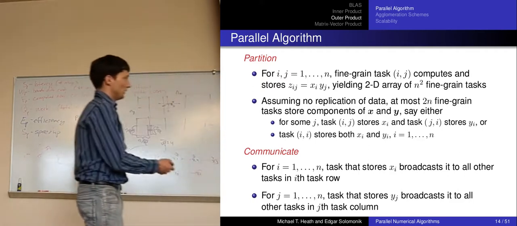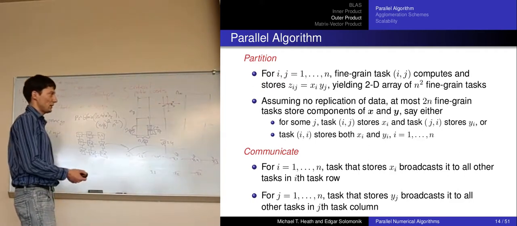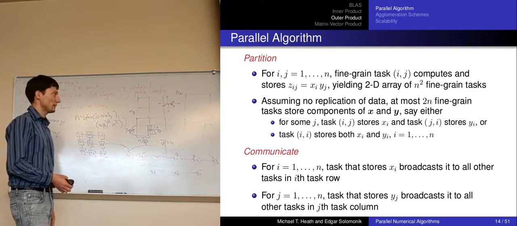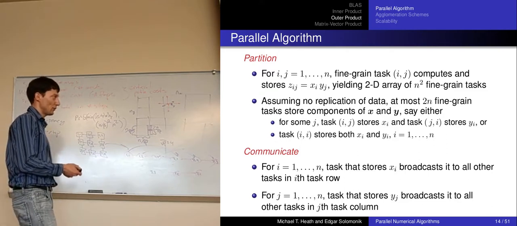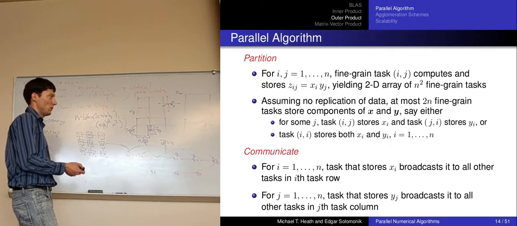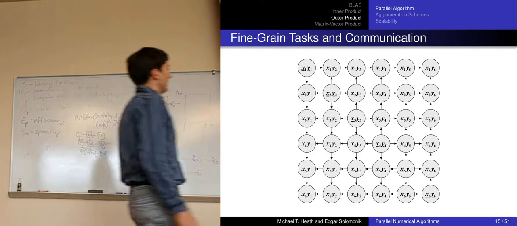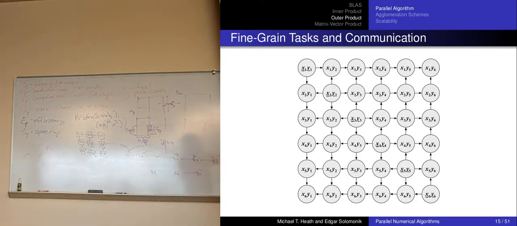Then the communication is essentially our diagonal task, which owns xi, broadcasting to everything in that row. And for yj, we do the same, but a picture will help much more. So we have these, underlined where they start, and then the arrows point to where they need to go. So for x and y.